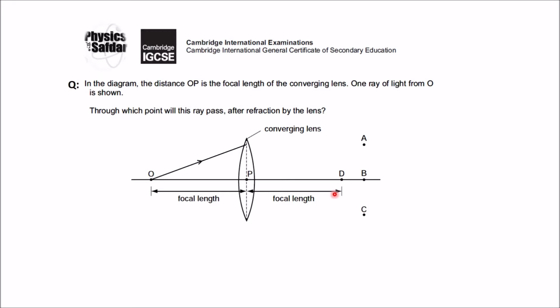On the right side of the lens you can see points A, B, C and D. The question is, through which point will this ray pass after refraction by the lens? This is the incident ray. Look at this, it is starting from the principal focus. So this is the rule, this is the observation. When the light starts from the principal focus and hits the lens, after going through the lens it becomes parallel to your principal axis or your reference line. It is very clear, after going through the lens it passes through point A. That's why option A is the right answer here.